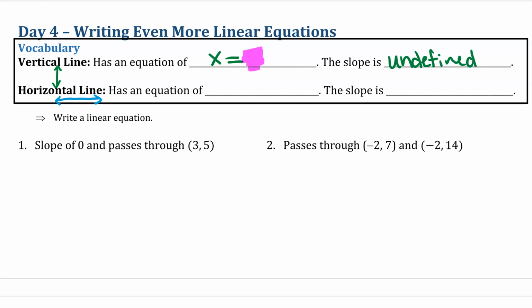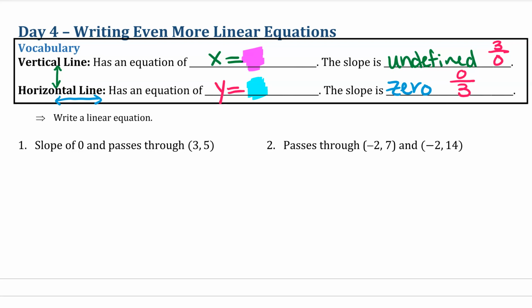So if you're using your slope formula, you might get something like 3 on top and 0 on the bottom. That's an example of undefined if you don't have your picture to show you that it's a horizontal or a vertical line. If it's a horizontal line, it's kind of the opposite. It has an equation of y equals some number. Now remember that slope is 0. So if you're doing your slope formula, you might get 0 on top and 3 on the bottom. So those are the two differences. I would write down the picture and what it looks like when you do your slope formula, just in case.